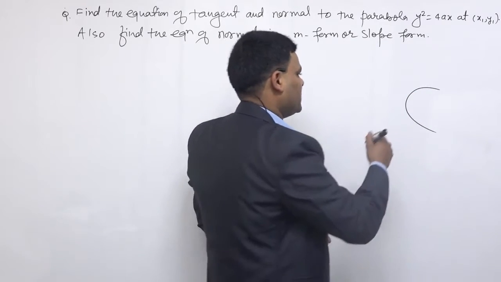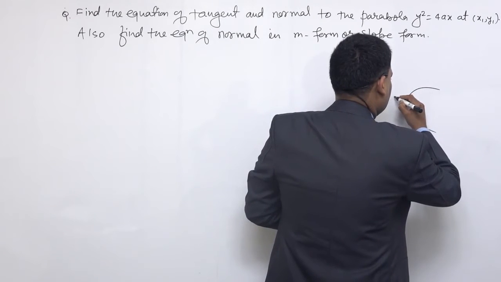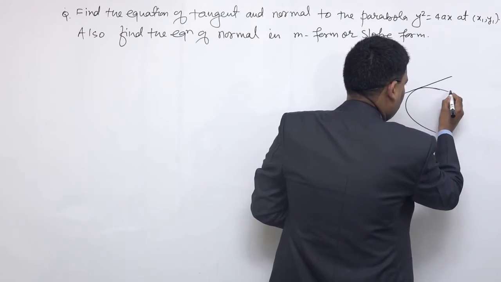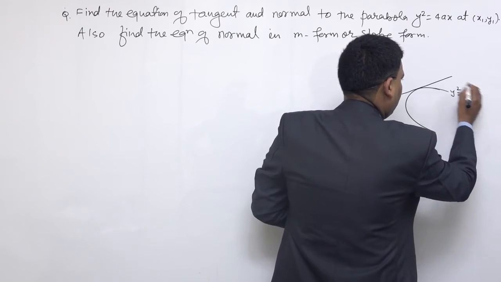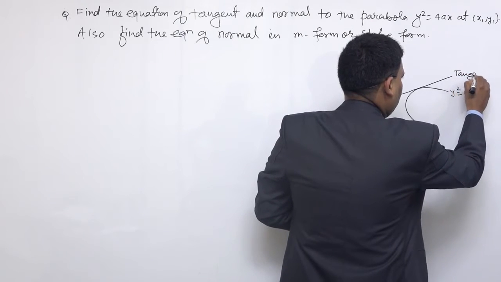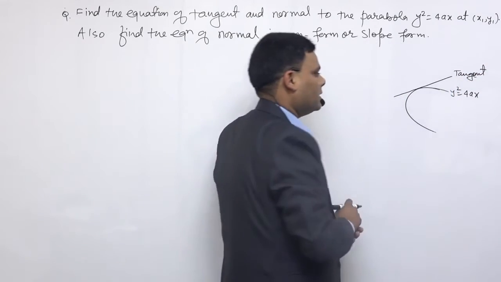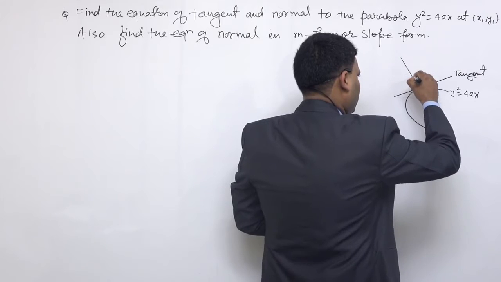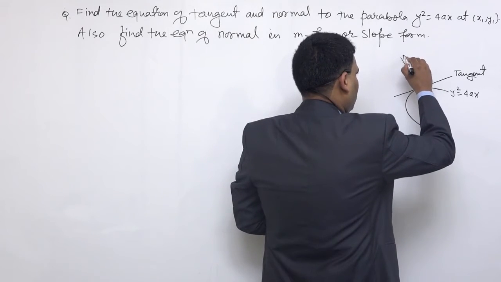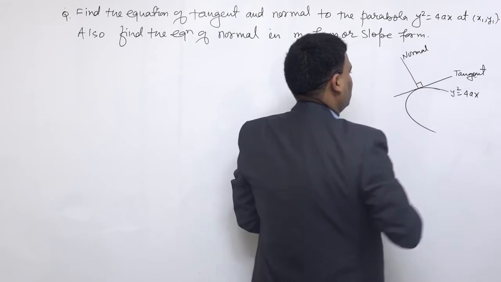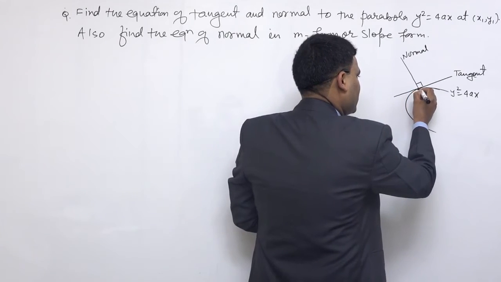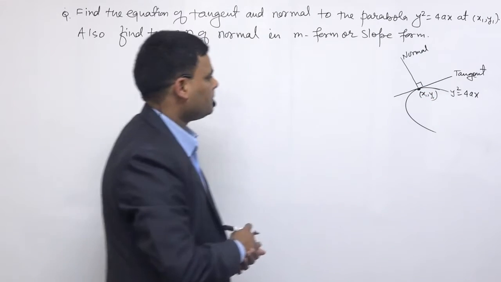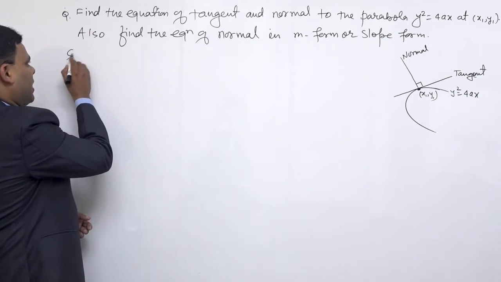If this curve represents a parabola, then suppose this is a line which touches the parabola y square equals to 4ax, and this is the tangent. Any line which touches the curve is called tangent, and the line which is perpendicular to the tangent at the point of contact only is called the normal of the parabola. We have to find the equation of tangent and normal at this point, which is given to us, x1 y1. So here we have the solution.